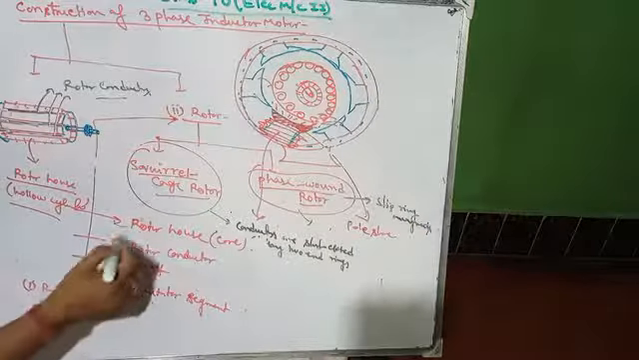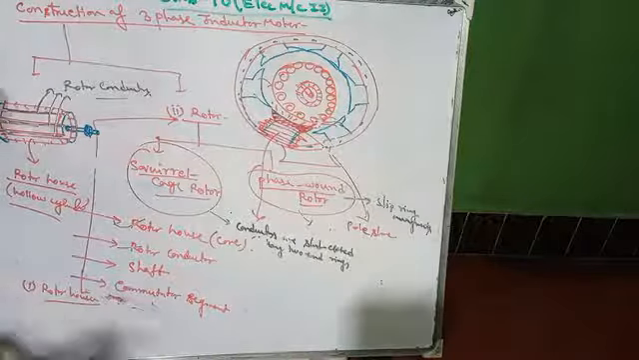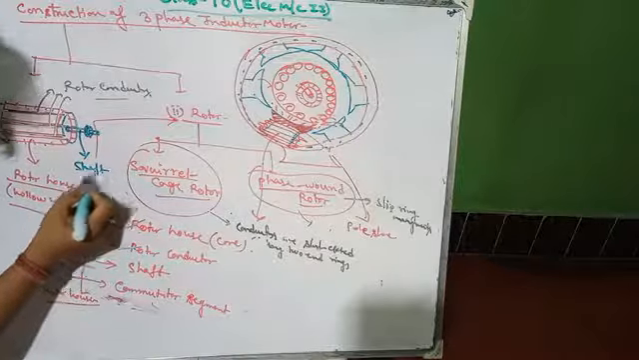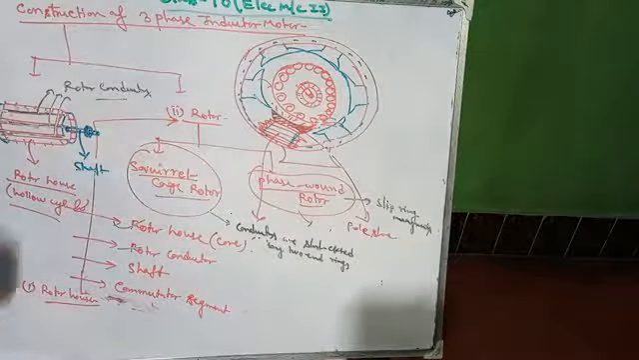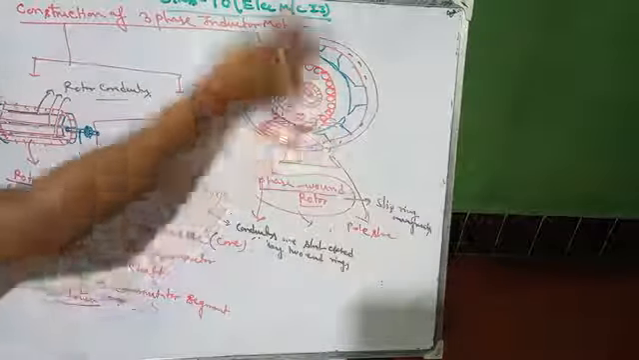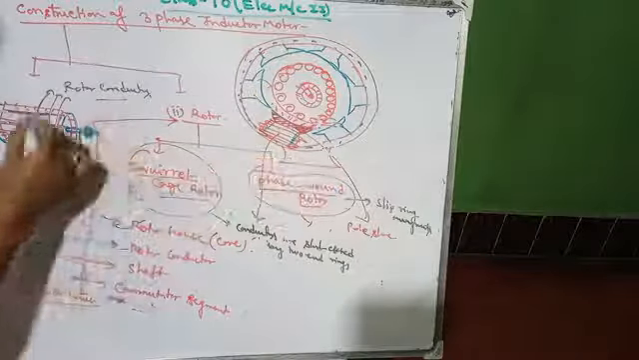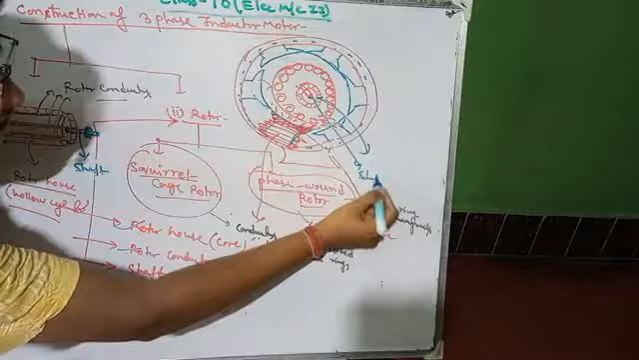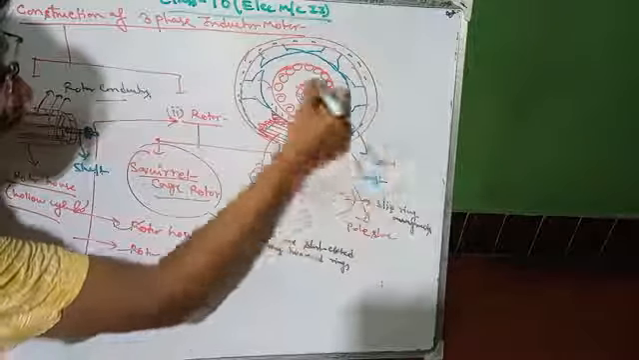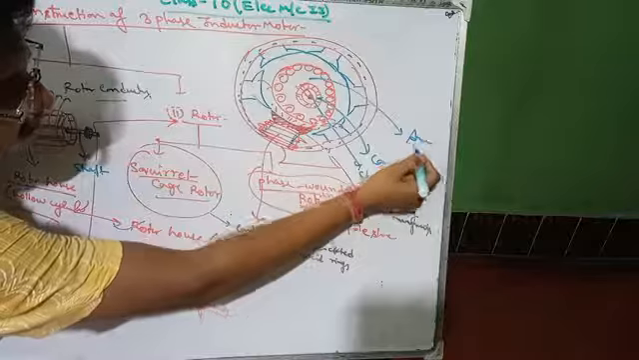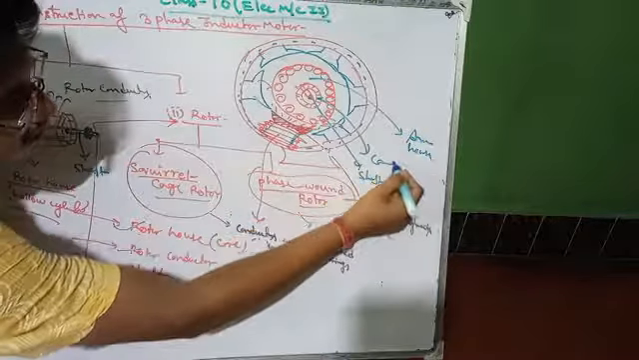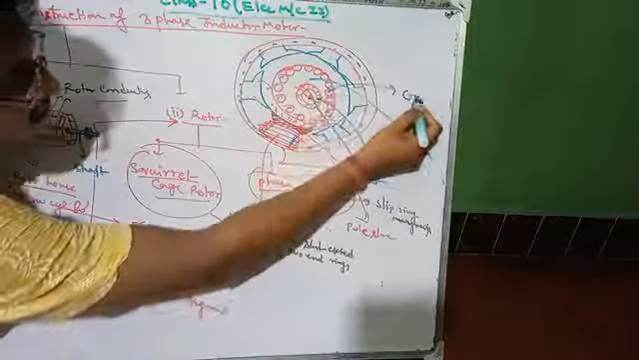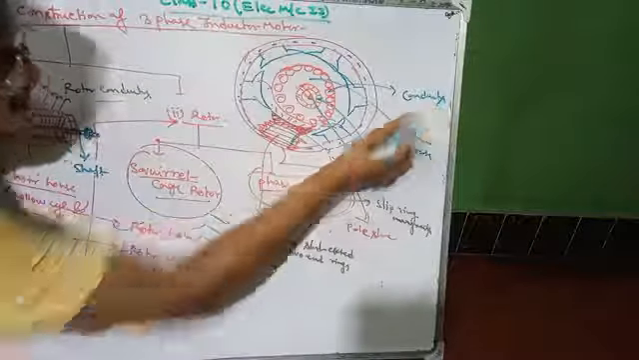So next, shaft. This is called shaft. Okay. And this one looks like here. It is a cross section figure, so that's why it is looking like here. So this is a commutator, right? This is shaft. This is commutator. This is armature house. This is the conductors. Okay.